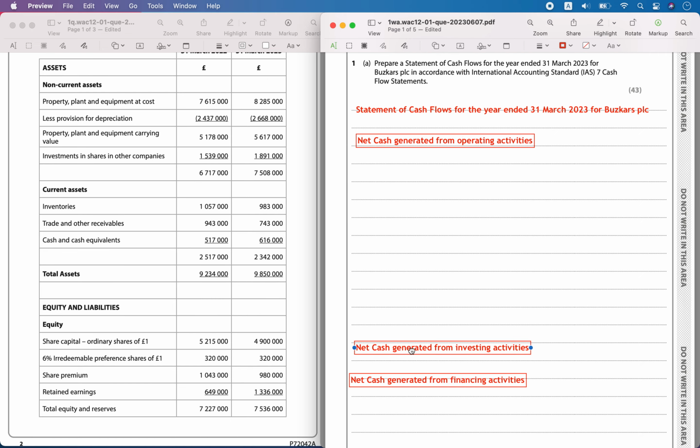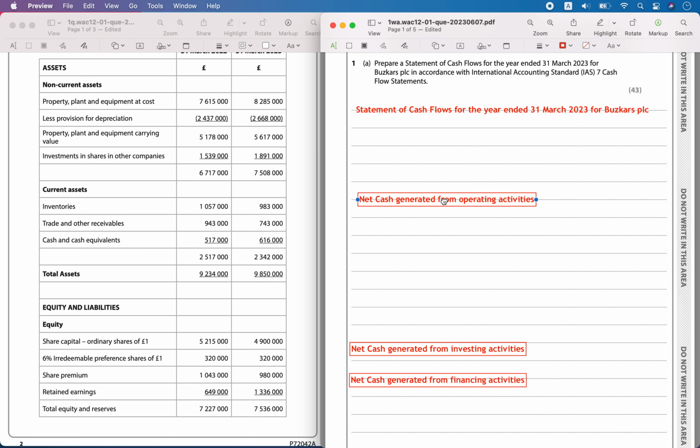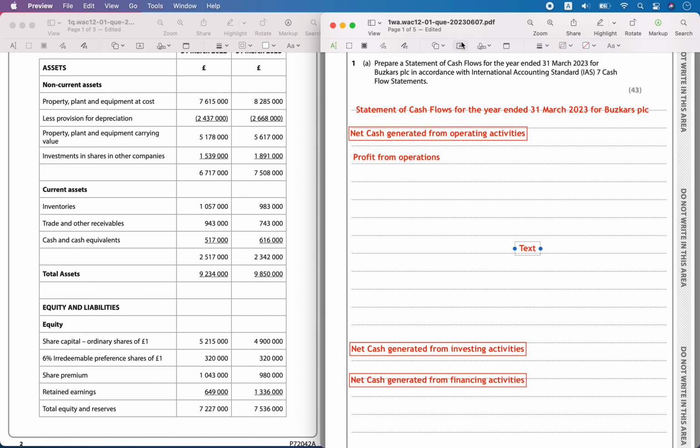So let's calculate that. First is the net cash from the operating activities we have to find. This is our first step. Now we start off with the profit. We have to find the profit from operations. Then we have to add back any depreciation, which would have been subtracted.